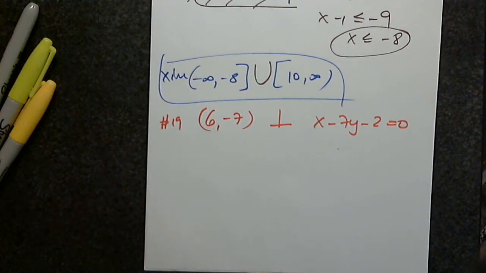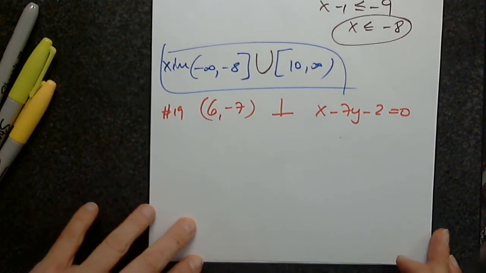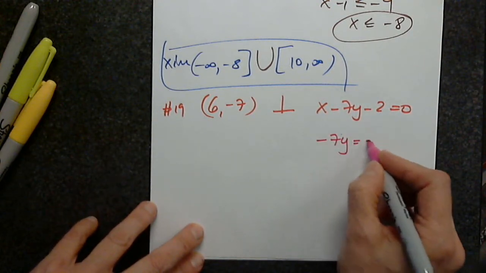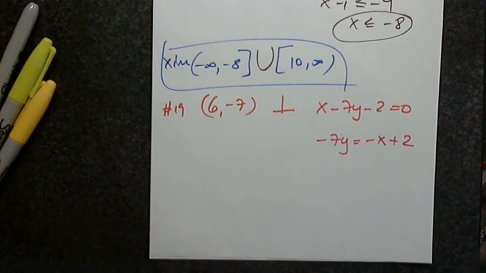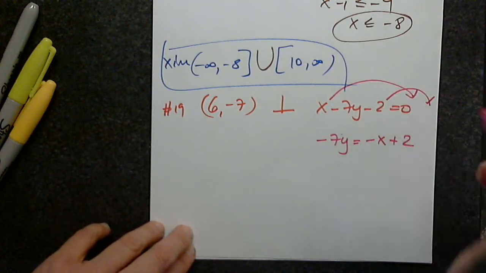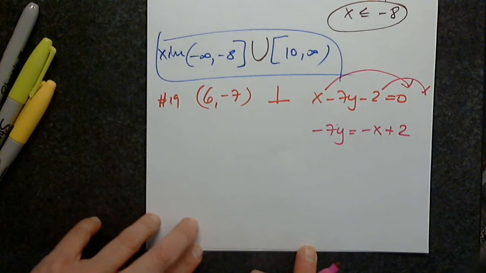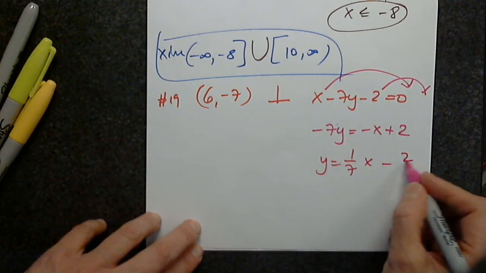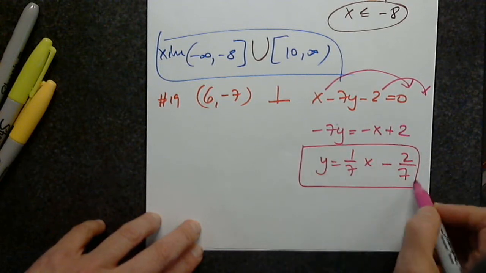So then the next step is we have to get that equation on the right to y equals. So negative 7y equals negative x plus 2. I moved x to the other side and I moved 2 to the other side. And now I have to divide by negative 7. 1 over 7x minus 2 over 7.